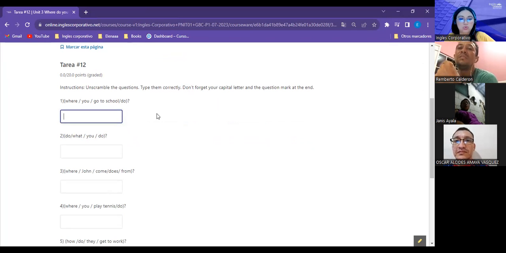Where you go to school, do. ¿Cuál es el orden correcto para elaborar una pregunta? WH word, auxiliary verb, subject, verb and complement, okay? Y yo leo por acá. Sí, dígame. Where do you go? Where? Excellent. Where do you go to school? To school. Where do you go to school?